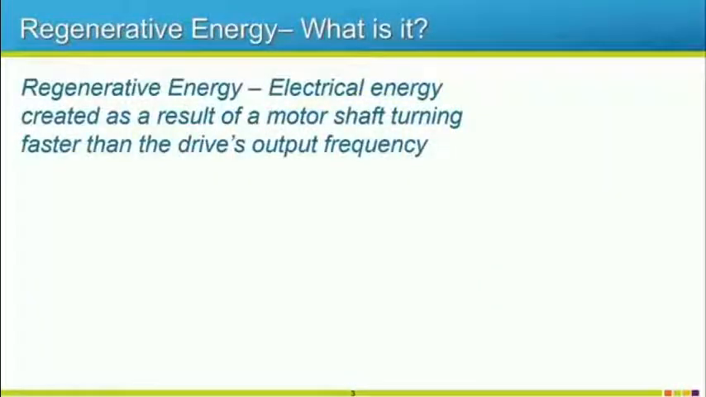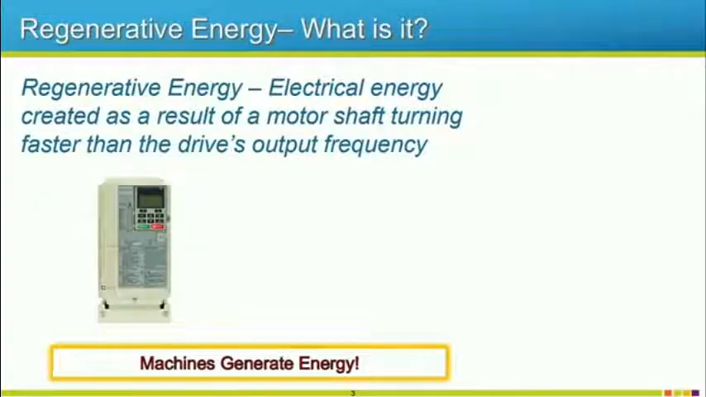To understand what the R1000 is and when it is practical to use, let's start with a brief lesson on regenerative energy, commonly called REGEN for short. Regenerative energy is defined as the electrical energy created as a result of a motor shaft turning faster than the drive's output frequency. This is because an overhauled motor acts as a generator. Think of it this way: when a motor turns, it consumes energy, but when it is turned by something else, it generates energy.